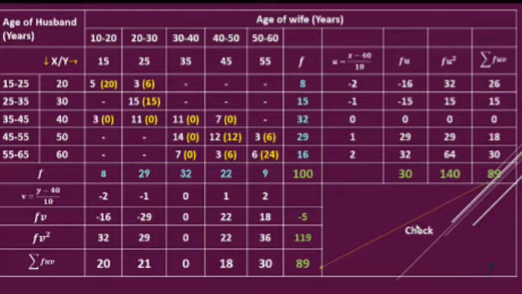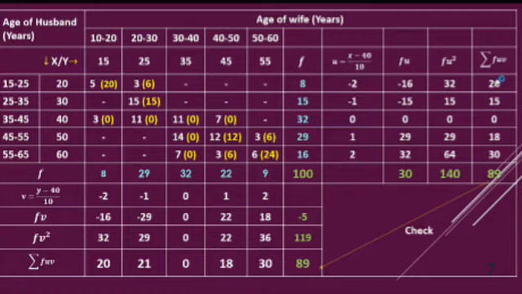How do you find FV square? FV into V. Minus 16 into minus 2, 32. Minus 29 into minus 1, 29. 0. 22 into 1, 22. 18 into 2, 36. You add that, you will get 119. Now go to last column.